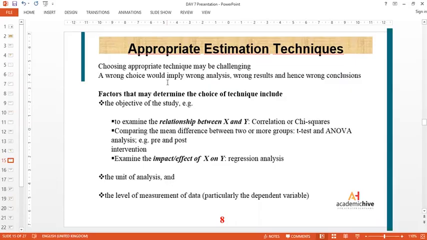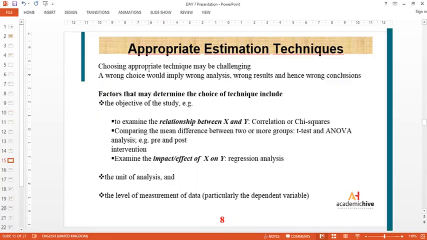You pick up a work, the topic is the same, or you see two jobs where the topic is very similar, but the technique they use differs. This one may have used regression, this one may have used correlation, and then you're like, why did they use what? So that is what we want to know.